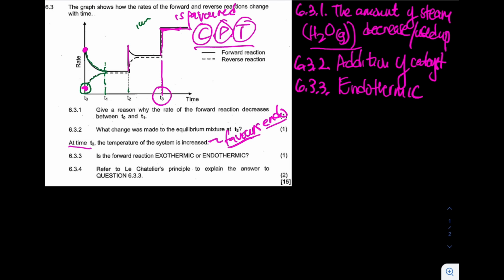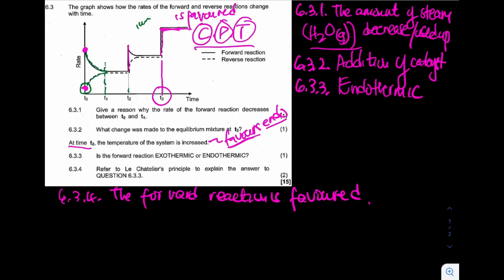Now it says refer to Le Chatelier's principle, the definition of Le Chatelier's principle. Le Chatelier's principle tells us that if in a closed system there's a disturbance, the system will try to oppose the disturbance and reinstate a new equilibrium. So let's explain that according to Le Chatelier's principle. One thing that is important to mention is the favor. We'll say the forward reaction is favored, right? That's what we have mentioned.